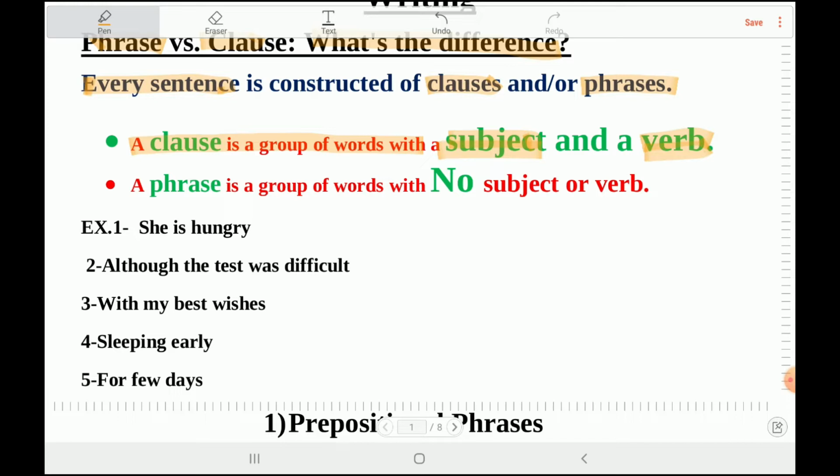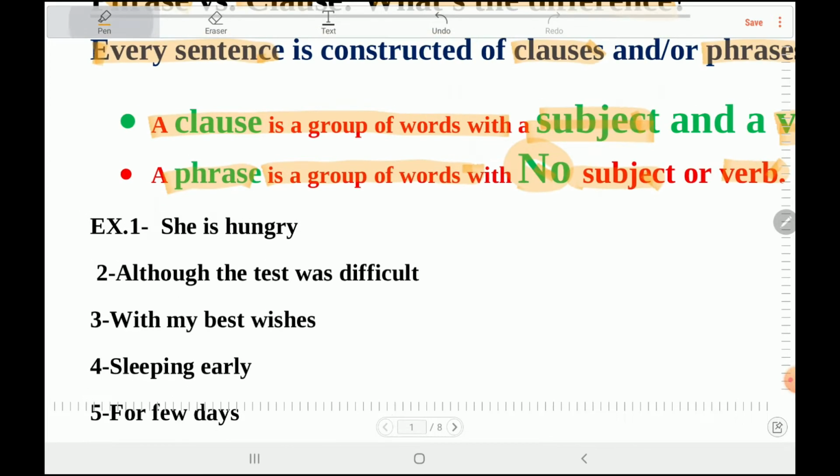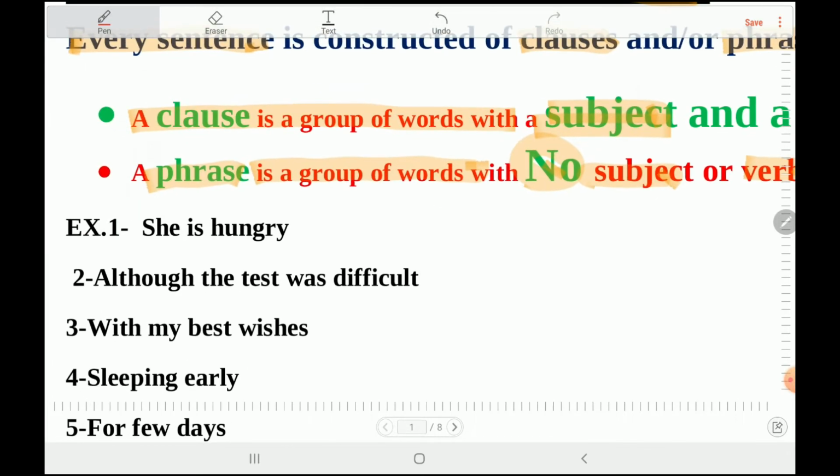طيب النهارده ان شاء الله كلامنا كله هيكون على الفريز. اوكي طب what is a phrase؟ قال لك a phrase برضه group of words with no subject or verb. طب يعني ايه الكلام ده؟ تعال نشوف. Let's have an example. يبقى ال clause subject و verb. الفريز no subject and no verb.